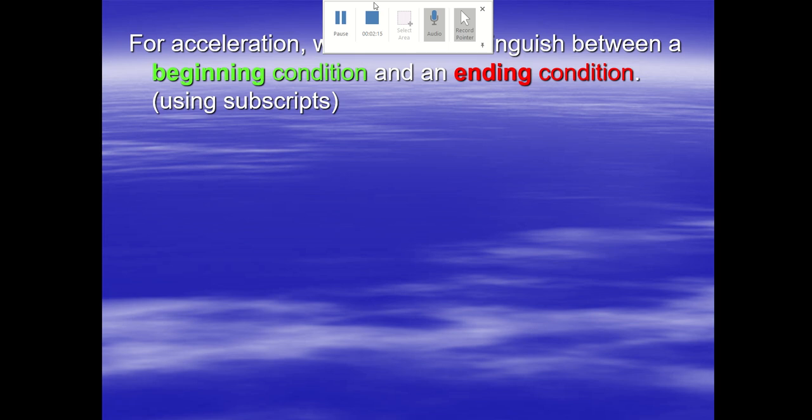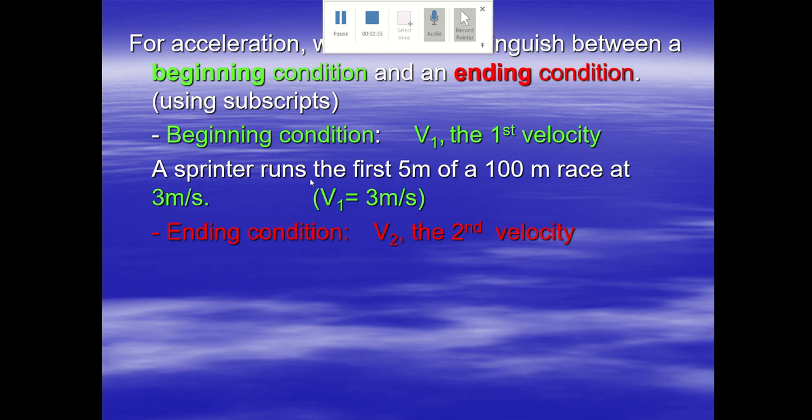Okay, so for acceleration, we need to distinguish between a beginning condition and an ending condition. So you need to change your velocity. So you have to have your beginning velocity, and then you need also an ending velocity. They all came at once, sorry. So in our example here, the beginning condition, we call that V1, the first velocity. So a sprinter runs the first 5 meters of a 100-meter race at 3 meters per second. That is our first velocity. An ending condition, that is the velocity at the end.